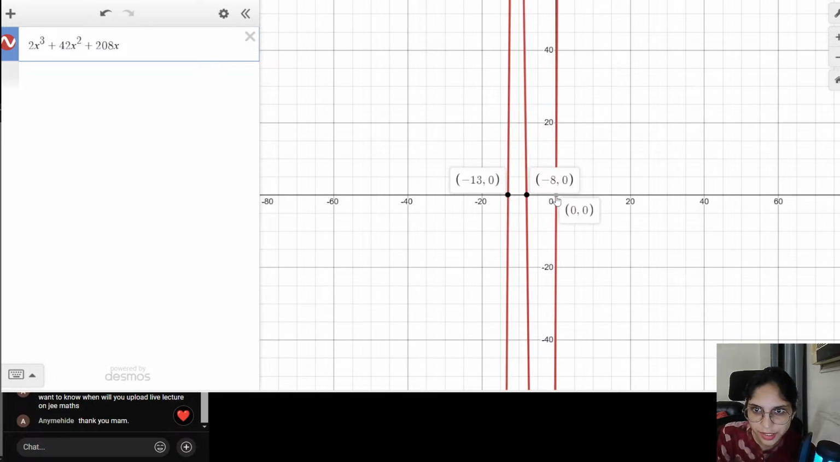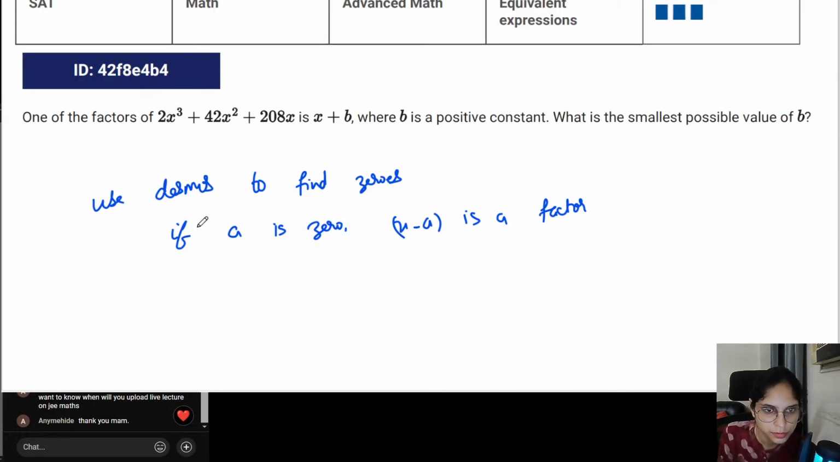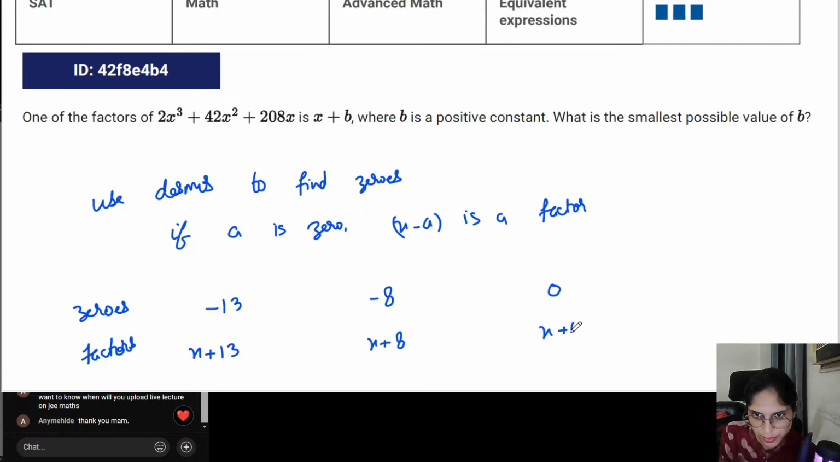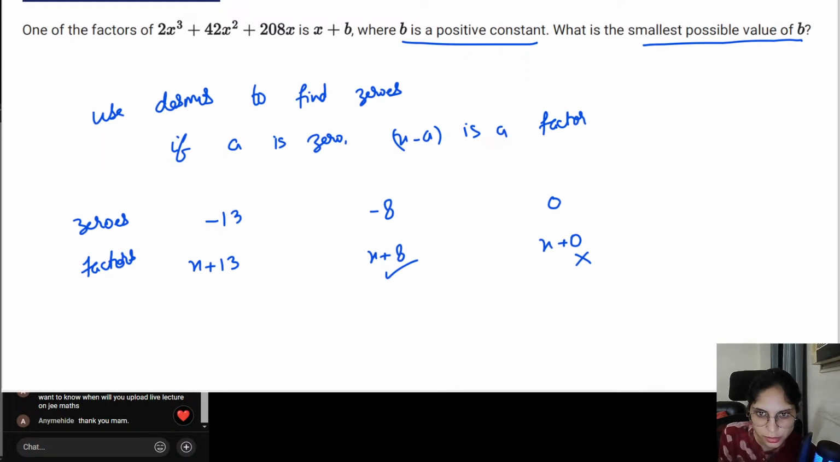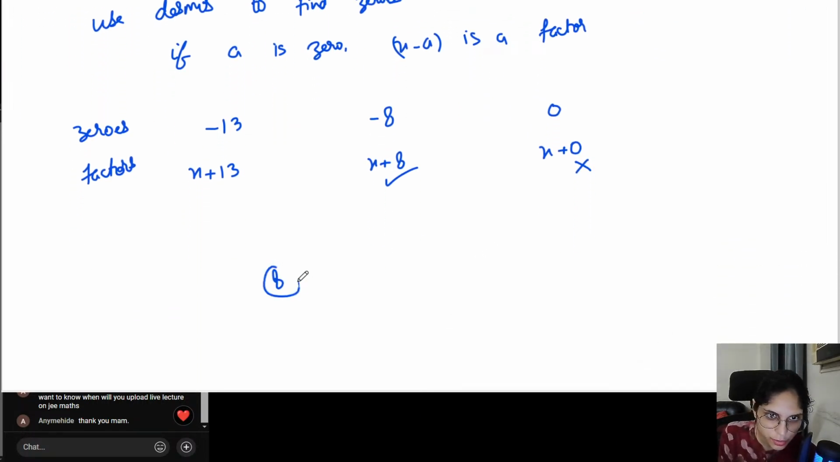Negative 13, negative 8, 0. So the factors are going to be x plus 13, x plus 8, x plus 0. B is a positive constant, smallest possible value of B. 0 is not positive, so this is not possible. Answer is going to be 8. If you write 0, 0 is not a positive.